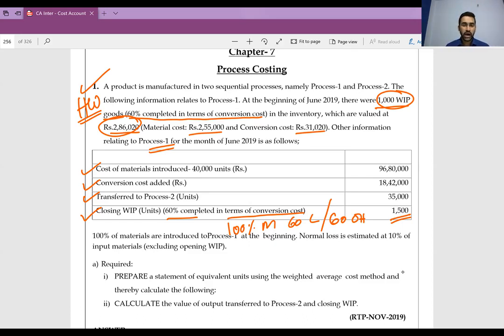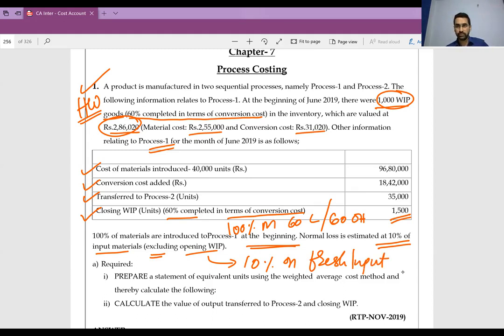Okay. 100% of material is introduced to process 1 at the beginning. That's why I told you it should be taken as 100%. Normal loss is estimated at 10% of input, excluding opening WIP. Indirectly what? 10% on fresh input. In class material in part A, there was one problem where they said normal loss is 10% of fresh input. Here they said 10% of input excluding opening WIP. Indirectly, it's on fresh input only. Right.